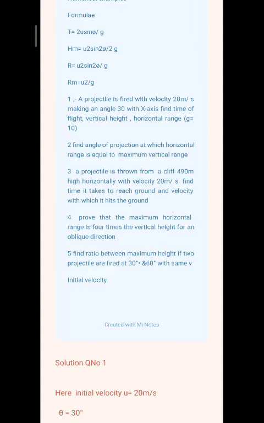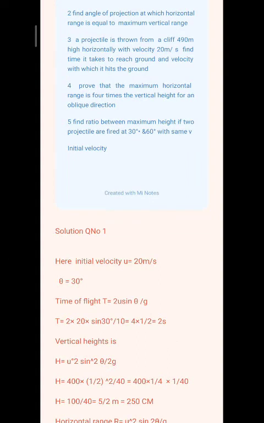Now we have a problem. A projectile is fired with a velocity of 20 meters per second, making an angle of 30 with the x-axis. We have to find the time of flight, the vertical height and the horizontal range. Here we take g equal to 10. This is a simple question, we only need to remember the formula. Our first job is to see what the given parameters and variables are. We are given initial velocity 20 meters per second and theta is 30 degrees.